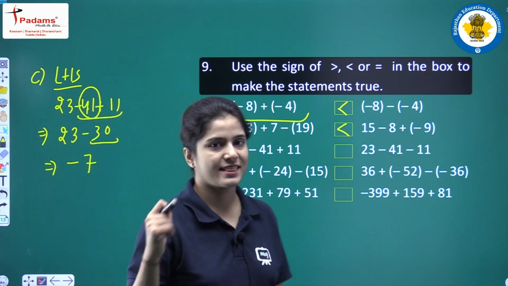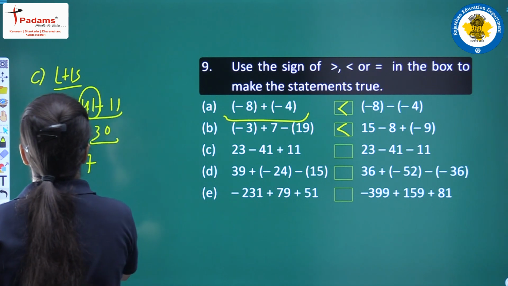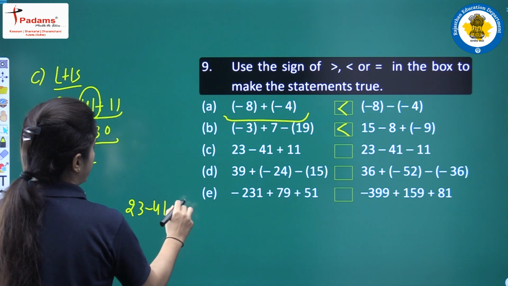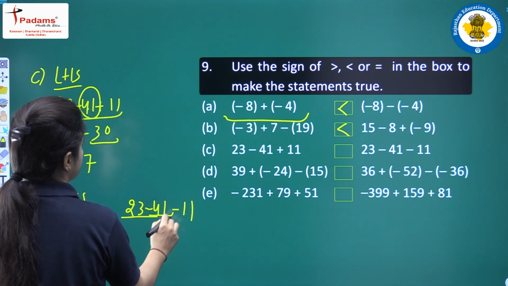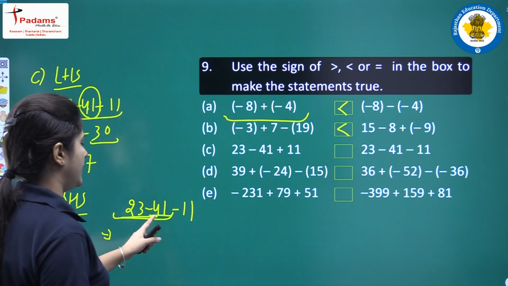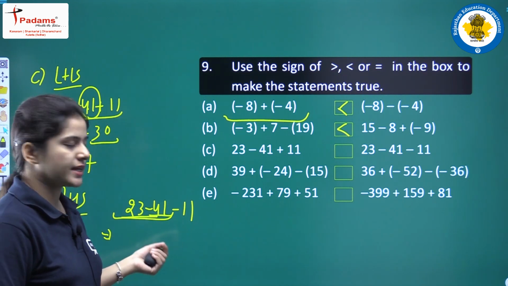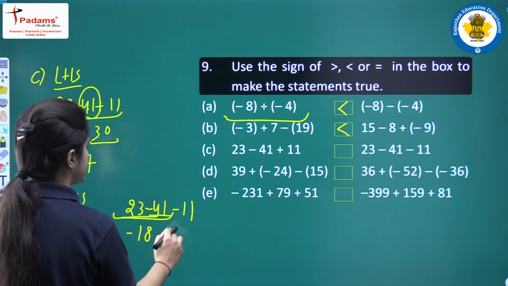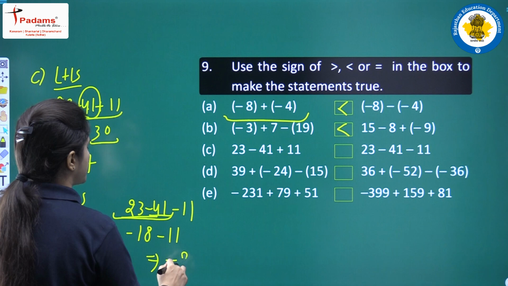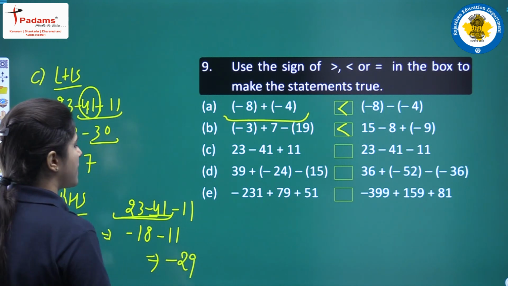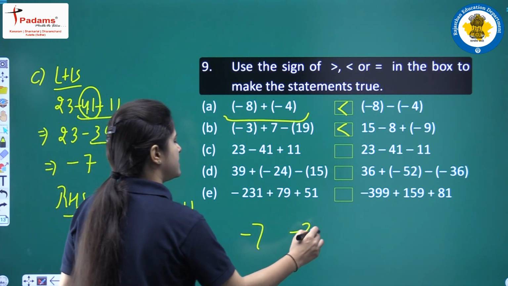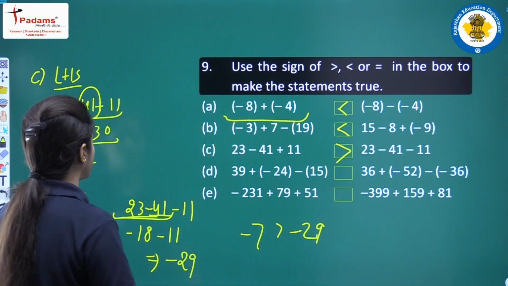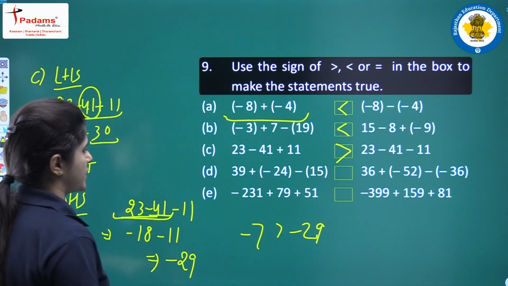So this is like this, okay. Now the RHS, 23 minus 41 minus 11. So what is the solution of this, 23 minus 41? You have to subtract these two things. So what is the answer? Minus 18 minus 11, that is equal to minus 29, okay. So this is minus 7 and this is minus 29. So minus 7 is greater than minus 29, okay students. So this is the answer of this question.